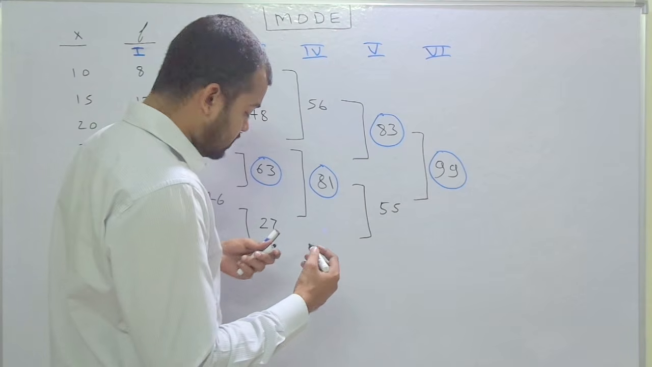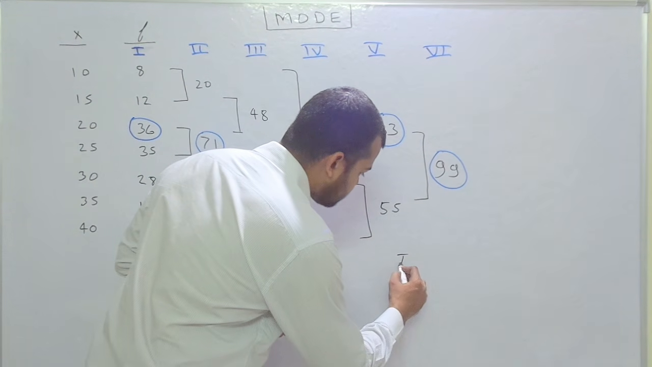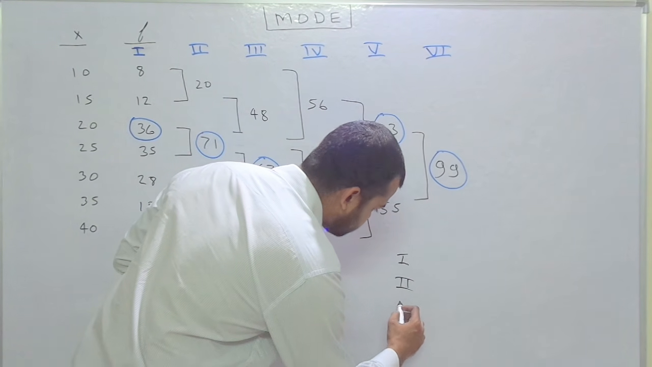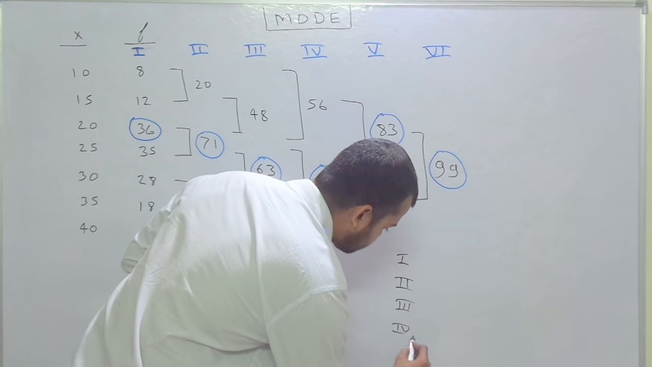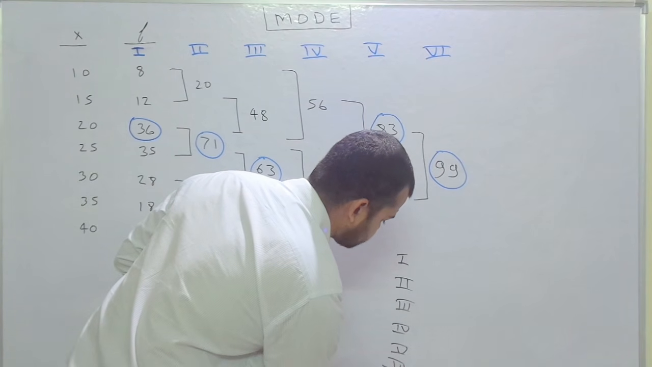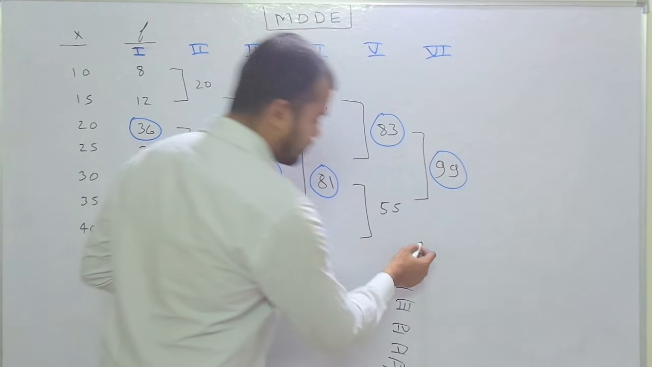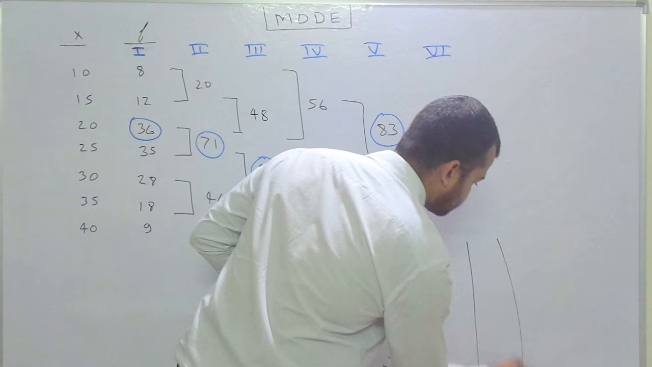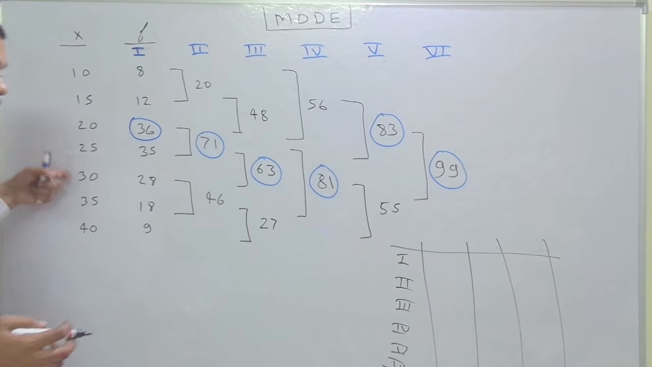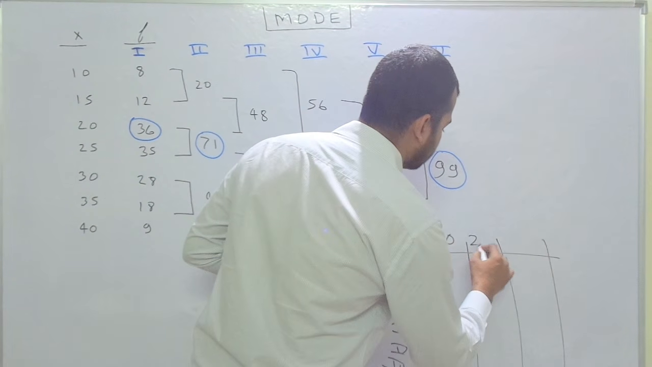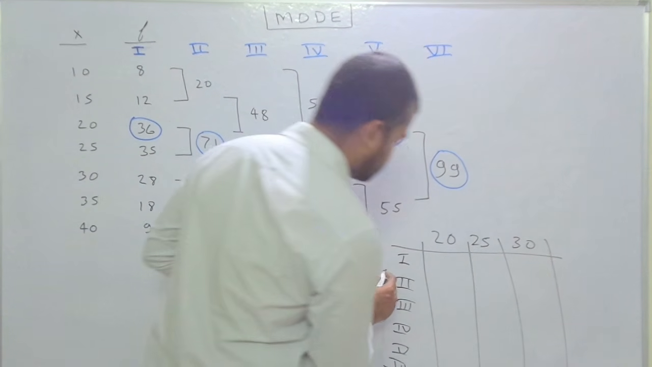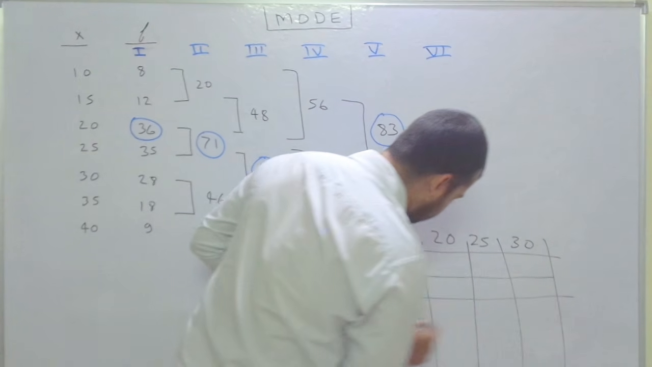Now in the analysis table, we are taking column on the vertical axis. That is 1, 2, 3, 4, 5 and 6. This is how we make the column. On the top end, we are writing these figures like 20, 25 and 30. 20, 25 and 30. Now we just have to observe these things. Like we can fulfill these columns.